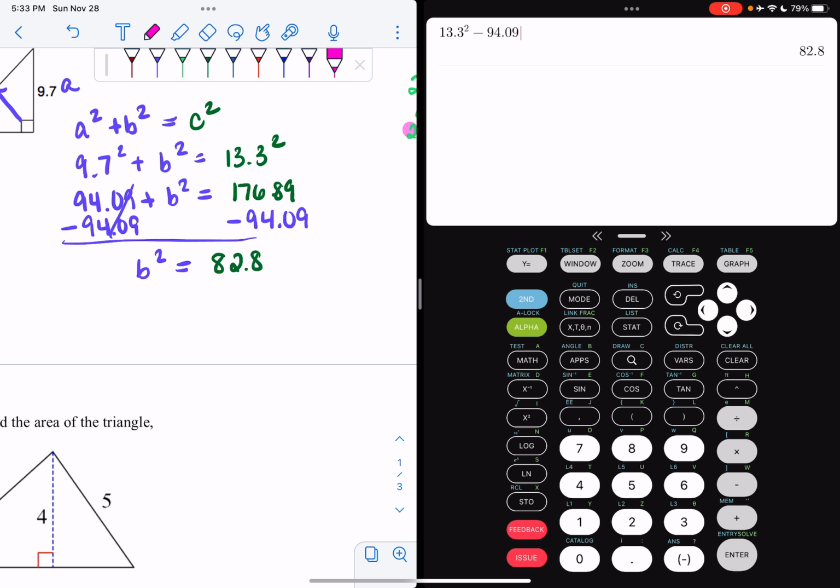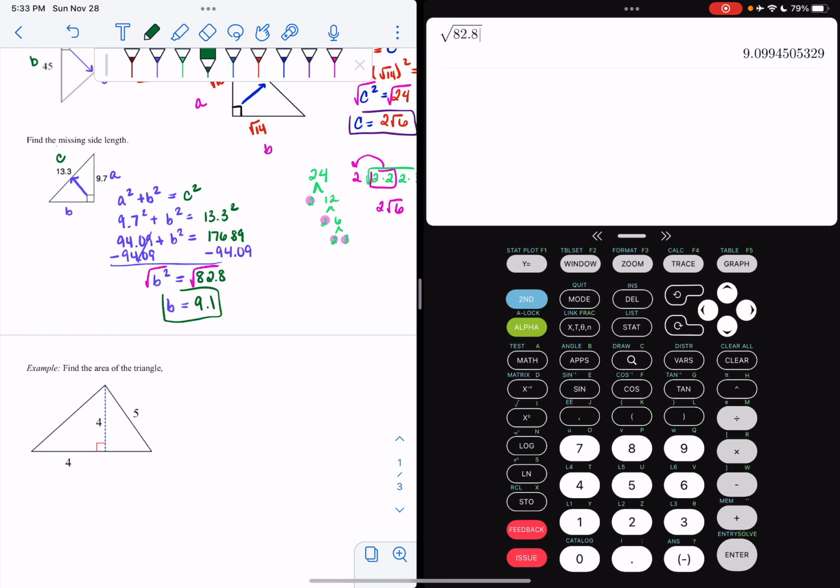Now I take the square root of both sides, and I can say B is equal to second x squared, 82.8, and I get 9.099450539. I'm just going to round to the nearest tenth, so I get 9.1 as my final answer. So B is equal to 9.1.